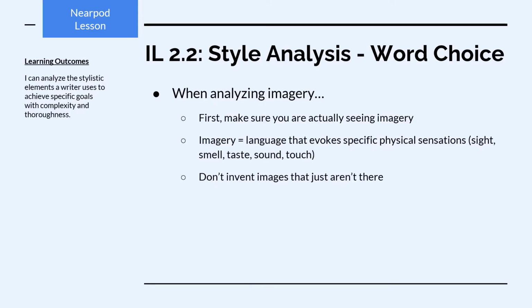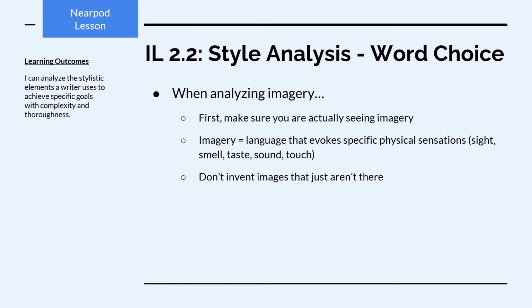Moving on to the third specific word choice element, let's look at imagery. When analyzing imagery, the very first thing I'd like you to do is to first make sure you're actually seeing imagery. For whatever reason, just the way that we teach imagery in middle and early high school, a lot of students like to call things imagery that aren't actually imagery. In order for what you see to be imagery, the language has to evoke specific physical sensations. And remember, we have 5 physical sensations: sight, smell, taste, sound, touch. It has to evoke one or more of those sensations.